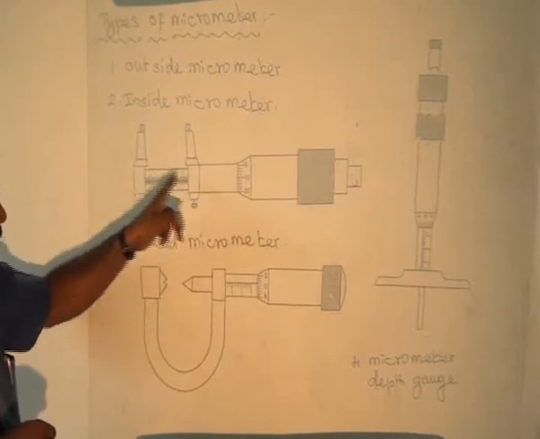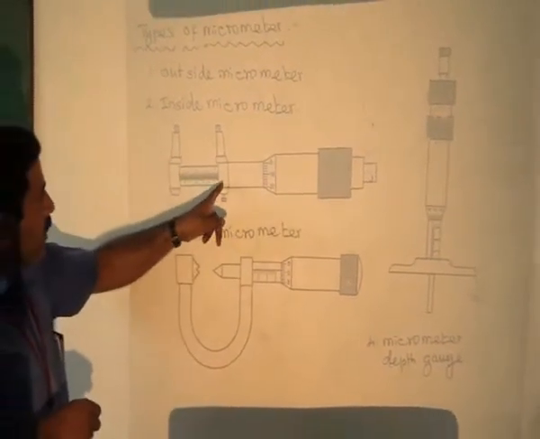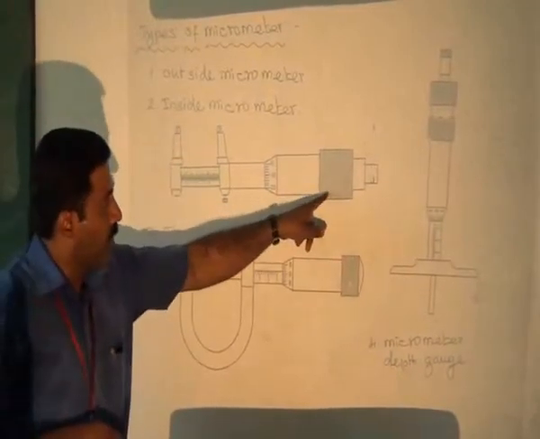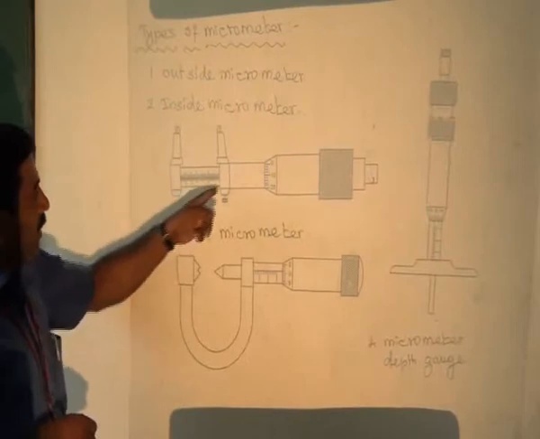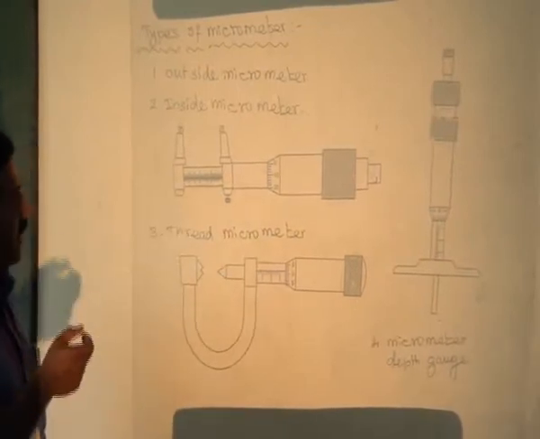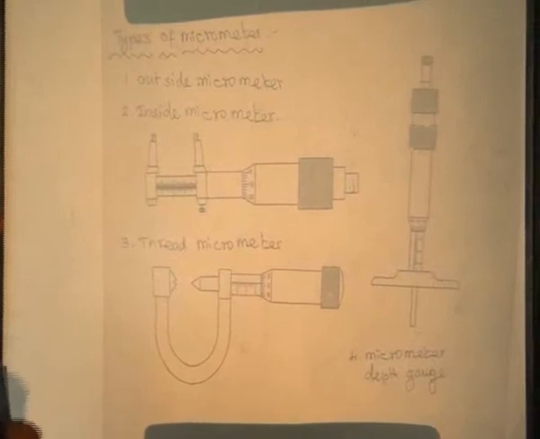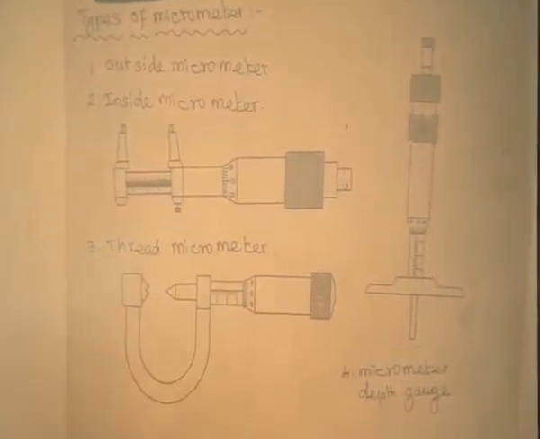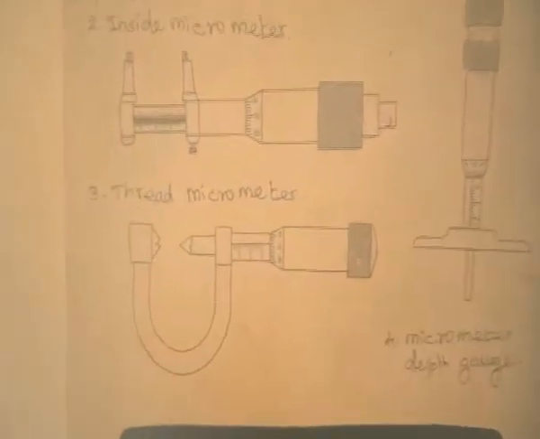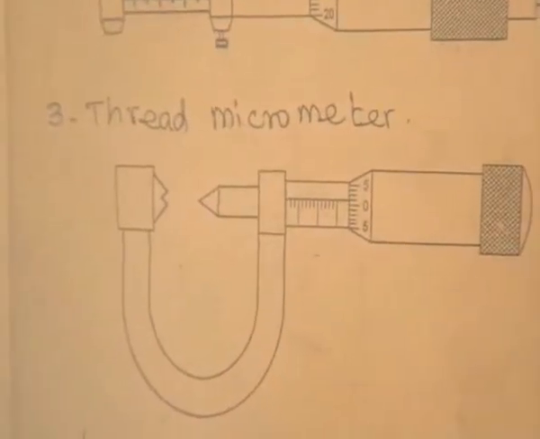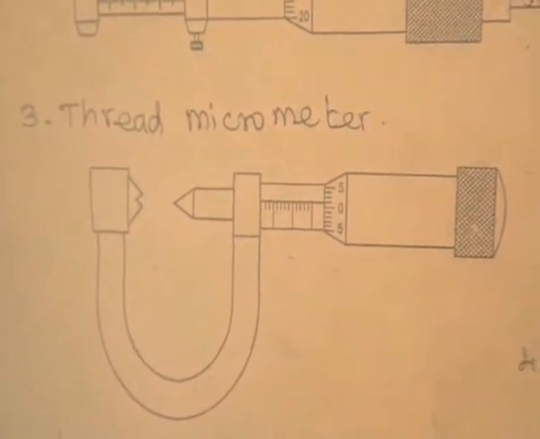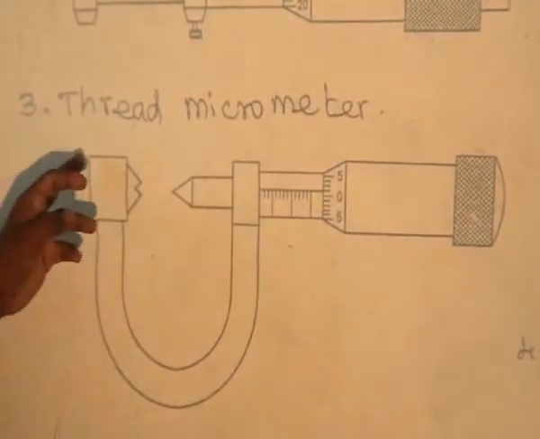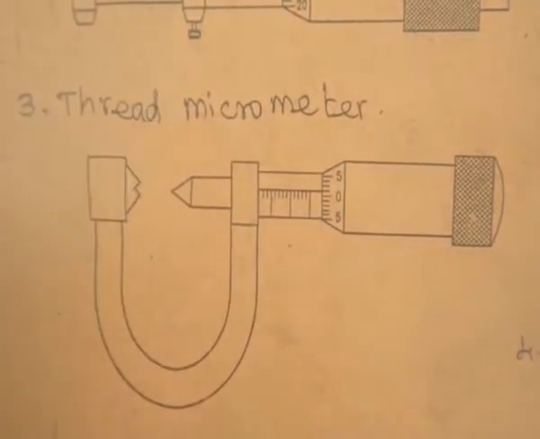In the inside micrometer, this one is the fixed anvil and the other one is the movable one. Based on the rotation of the thimble, it moves in a linear direction. We can measure the component internally by using the inside micrometer. And then the next one is the thread micrometer. We can measure the thread. The thread has various measurements: external diameter, minor diameter and thread diameter. We can measure all these things by using the thread micrometer.